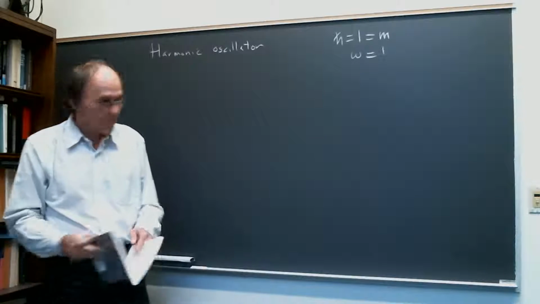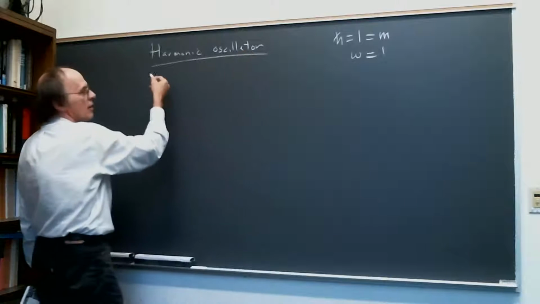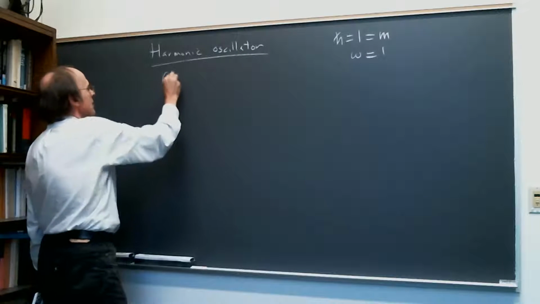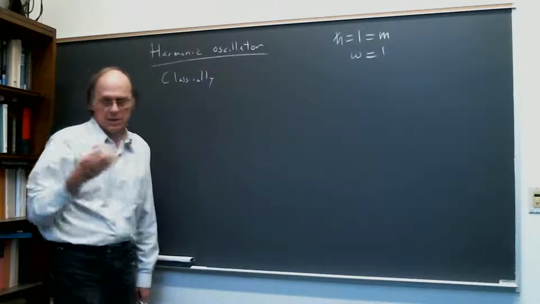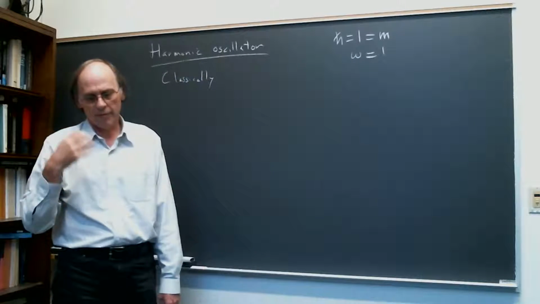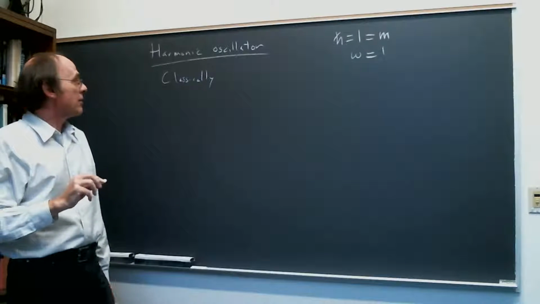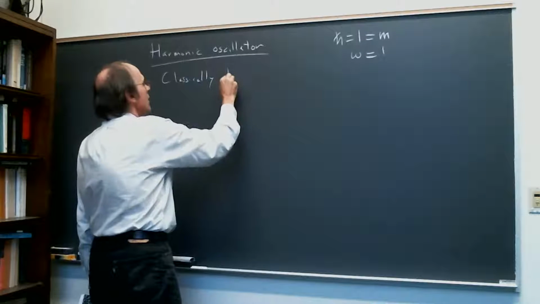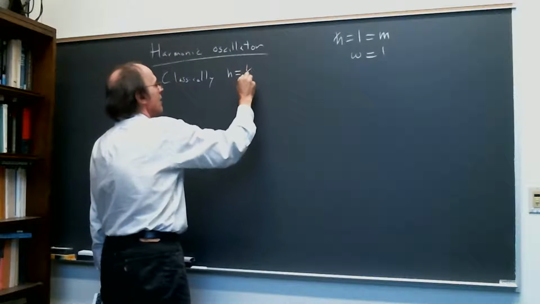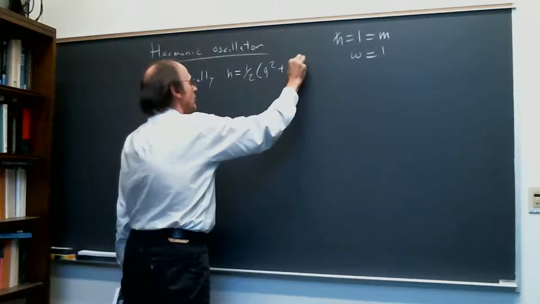Classically, this is just the theory of 1 degree of freedom. So the phase space is just 2-dimensional, given by coordinates p and q, and the Hamiltonian function is just a half q squared plus p squared.